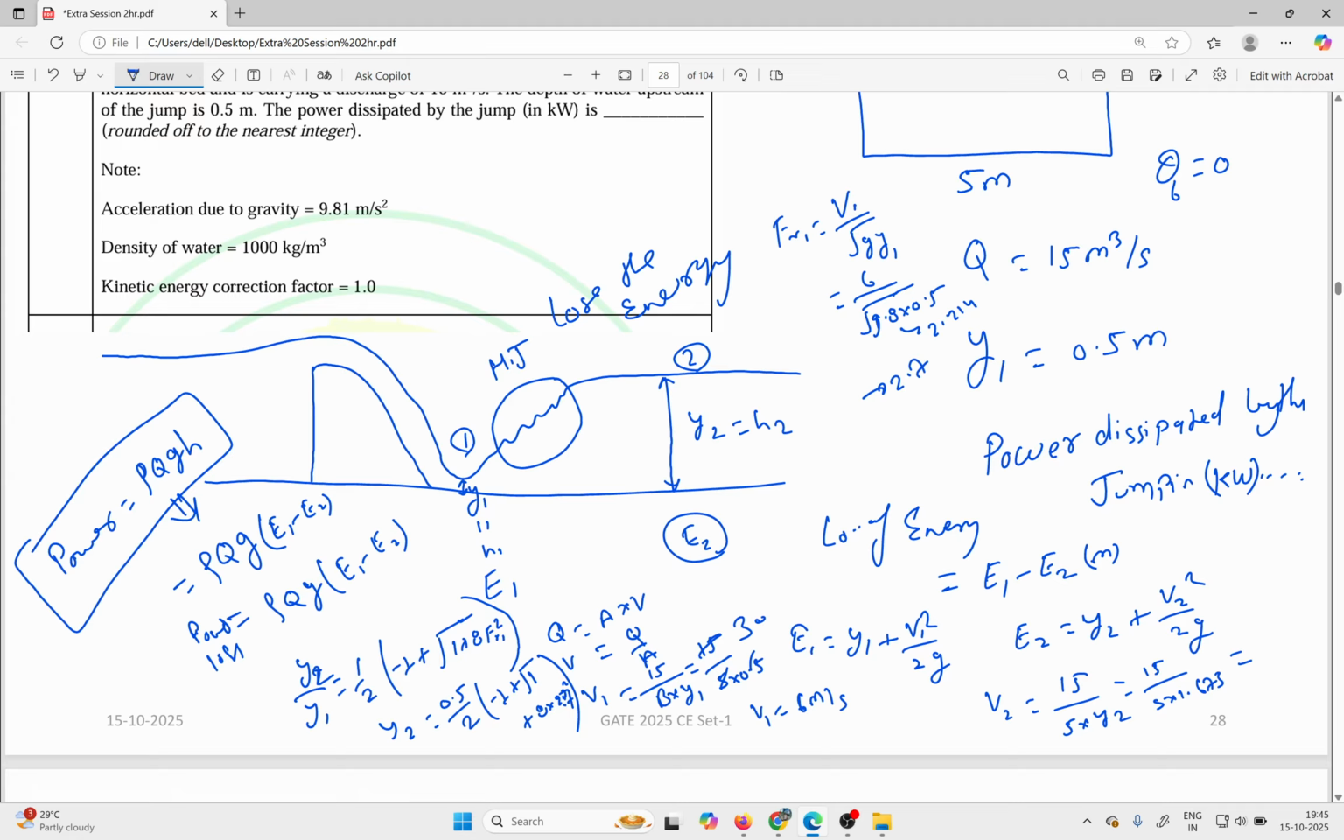So 5 into 1.675 is 8.375. 15 divided by 8.375 is coming 1.8 meter per second. Now you can put here Y2 is 1.675, I think, plus V square, 1.8 square, by 2g, 2 into 9.81.